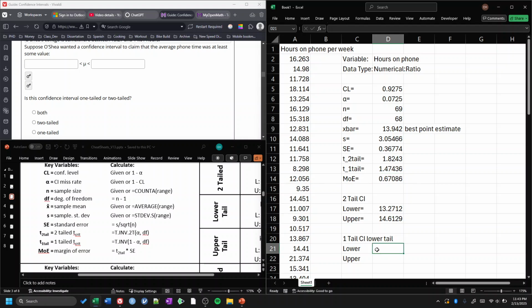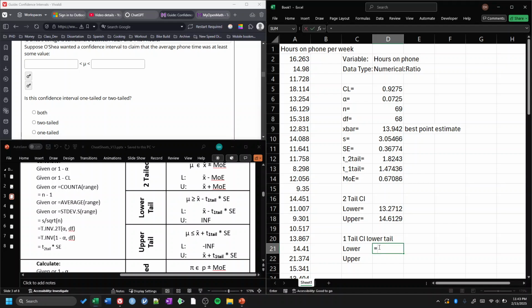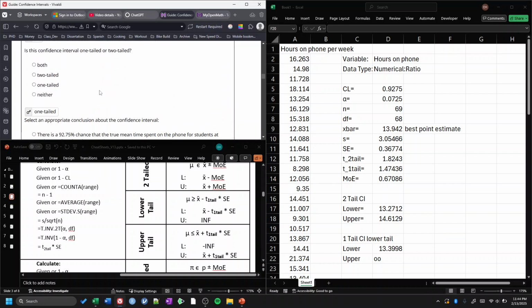Let's see how we can plug it in to grab our lower bound. All we have to do here is we say equals our x bar minus the one-tailed t value times the standard error. That gives us a lower value of like 13.399. And the upper value is all the way towards infinity because we only have a single tail here. So let's check our answers here. 13.399 and to infinity. Because one of these stretches to infinity, we know that this is going to be one-tailed.